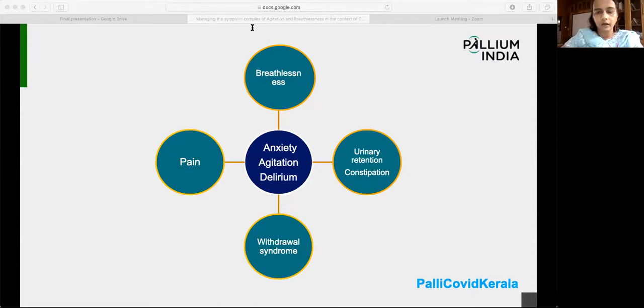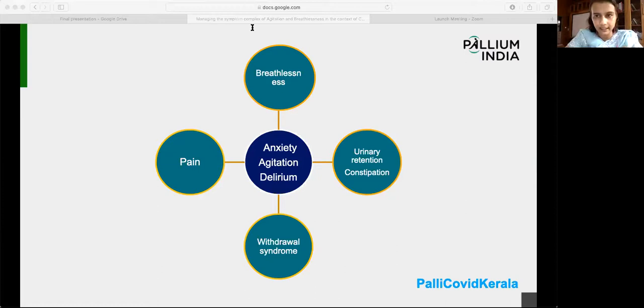Now, the guidelines that we've used for our ebook are from the NICE guidelines, as well as the Center to Advance Palliative Care guidelines. And all the guidelines, even though it's a COVID-19 scenario, have suggested that we have to look for other reversible causes. So when we learn about delirium, we should think about other reversible causes of delirium.